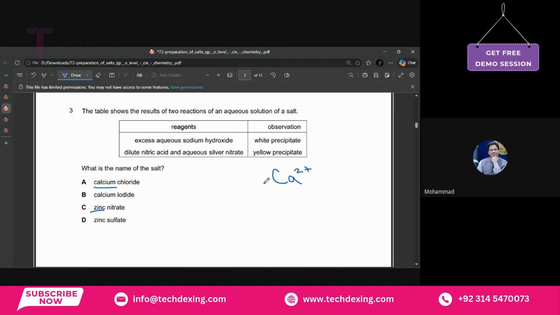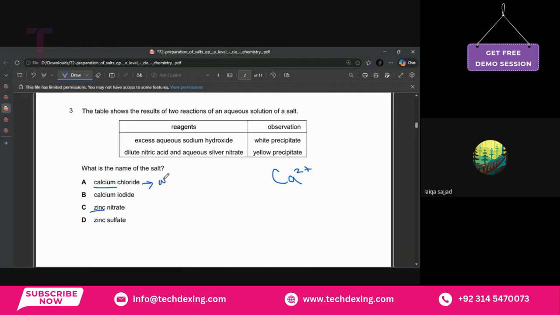The iodide. Iodide, very good, excellent. And how do we know that? Iodide gives a yellow precipitate. Very good. Iodide ions form a yellow precipitate. What about chloride ions? Chloride forms white. Very good.